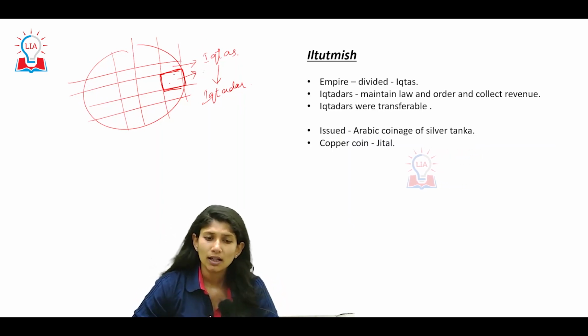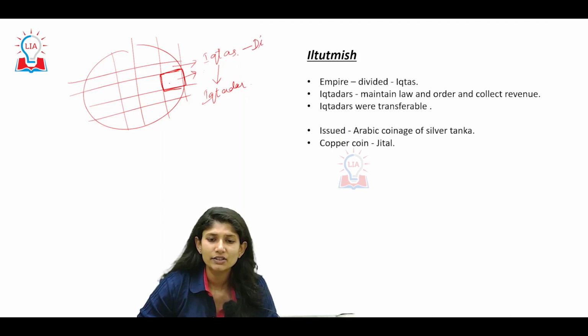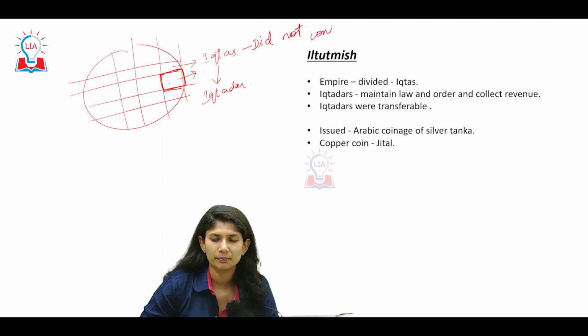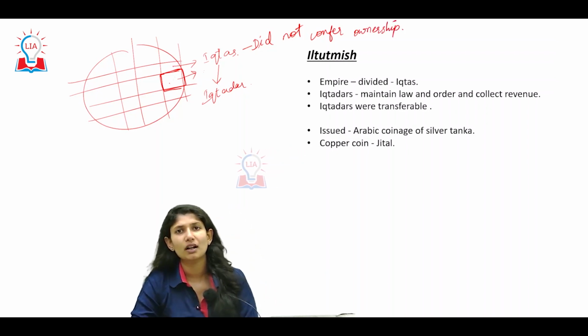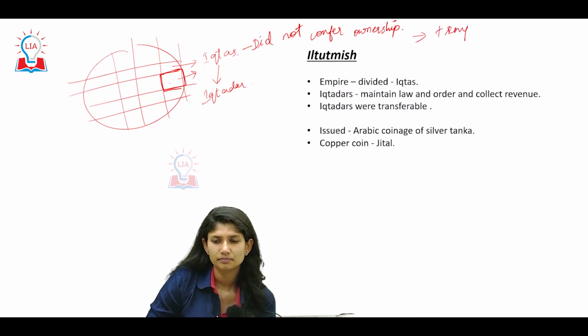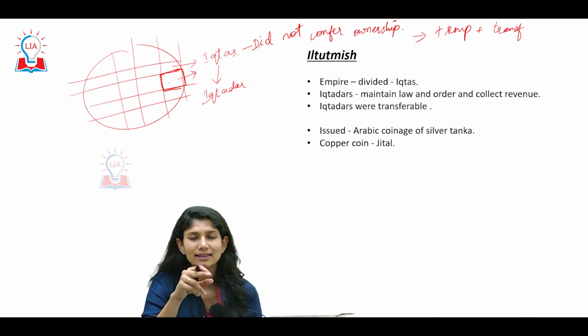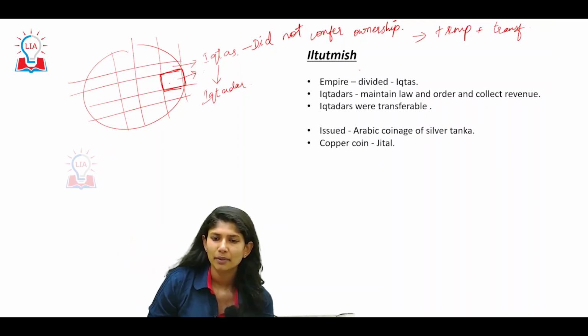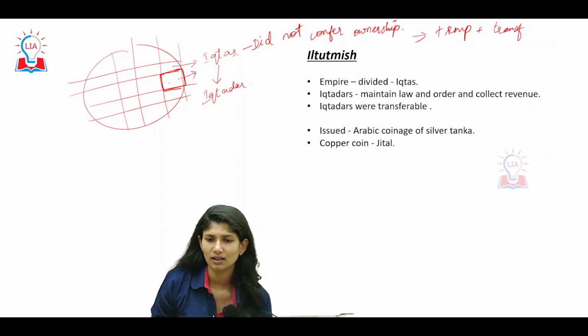Now, this Iqta was not permanent. One most important thing you have to know is, it did not confer ownership. Iqtas did not confer ownership, rather it was more of temporary nature and it was also transferable. It was both temporary as well as transferable and this did not mean any ownership of the land. The empire was divided into Iqtas. Iqtas were looked after by the Iqtadar, who would maintain law and order and collect revenue from that particular place.